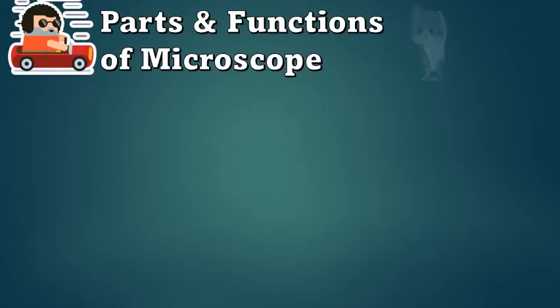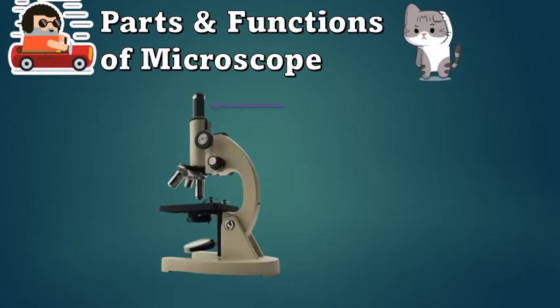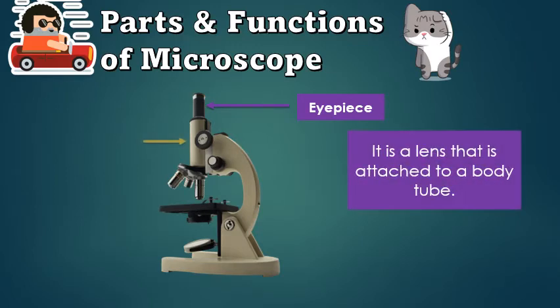Now that we have already known the different parts of microscope, we will discuss the function or functions of each part. First, we have the eyepiece. An eyepiece is a lens that is attached to our body tube so that you can observe our specimen. In this part also of the microscope, the observer will observe the specimen.